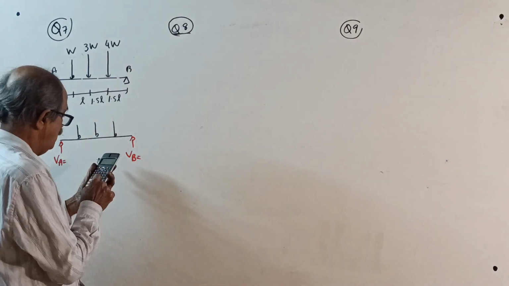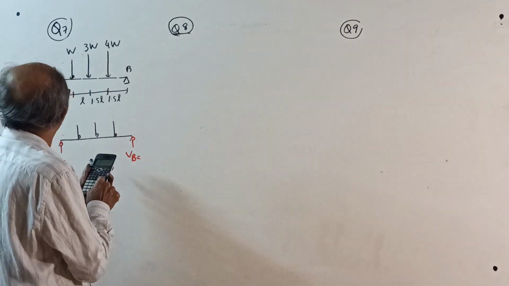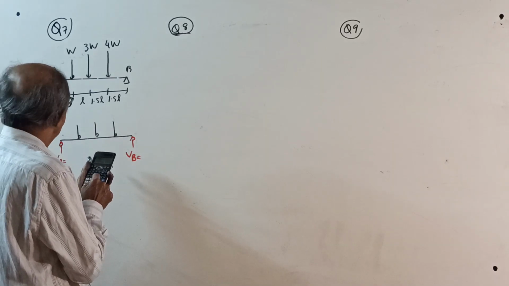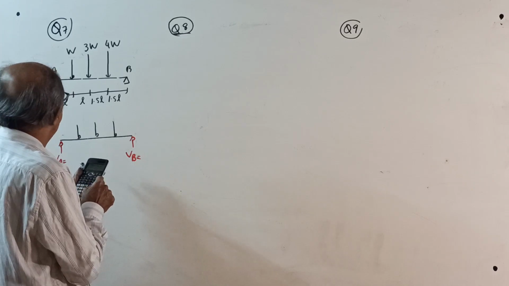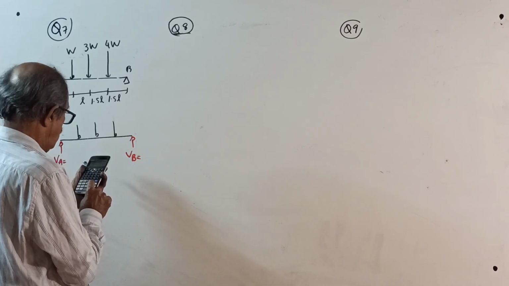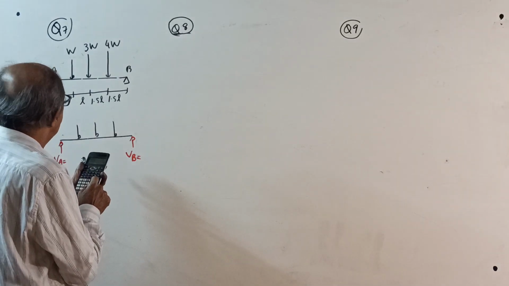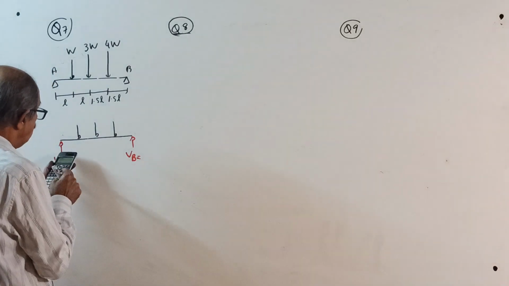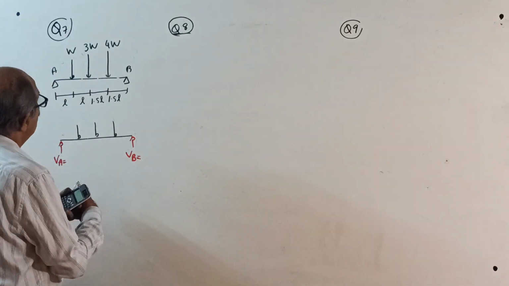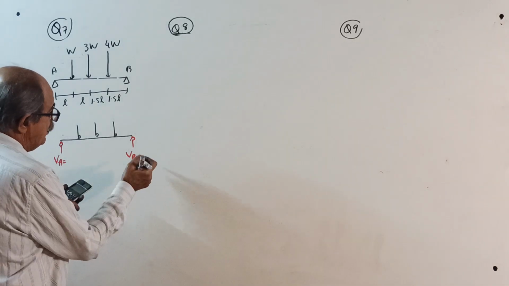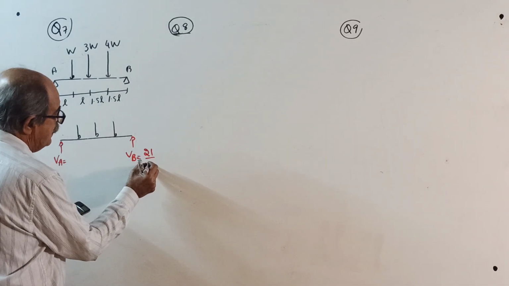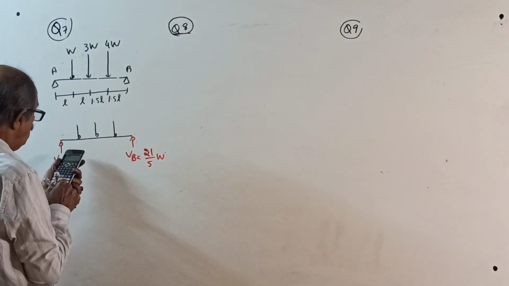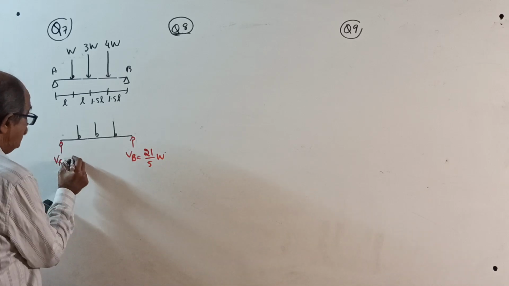Calculator is not on. See, I forgot to switch on the calculator. 1 plus 3 into 2 plus 4 into 0.5 divided by... 4.2 W, or if you were to format it, 21 by 5 W, or 4.2 W minus... 19 by 5 W.